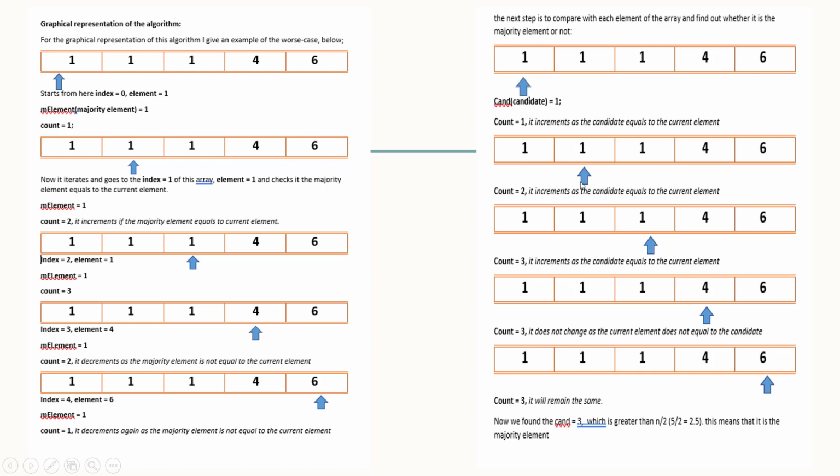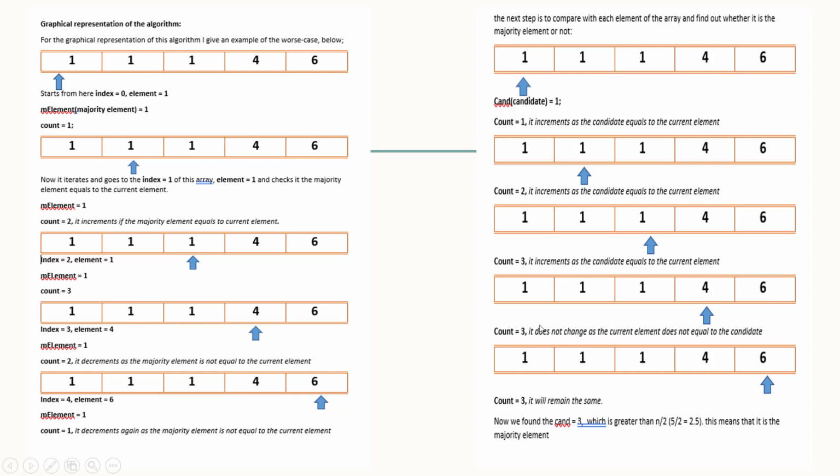So yeah. Now we will go to the third element of this array. The third element of this array is 1, and now we see that it is equal to the candidate element that we have. The candidate is 1, so the count equals 3. Now we will go to the next element of this array, which is 4. We see that 4 is not equal to the candidate, so we won't do anything here.